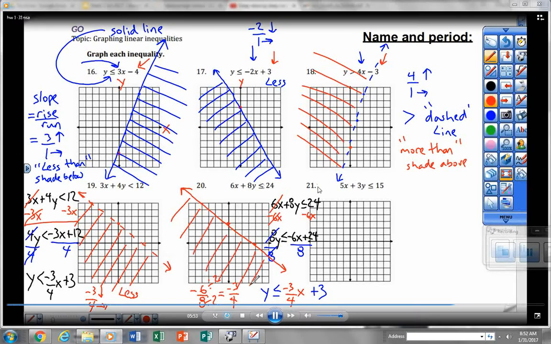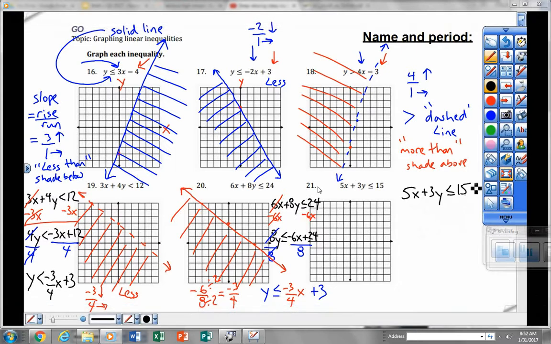All right, 21. All right, for this one, I solved this one for y by subtracting 5x on both sides. That gives me 3y less than or equal to, that's going to be a solid line, negative 5x plus 15.